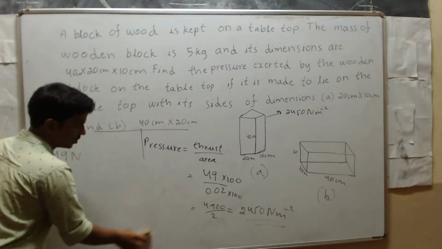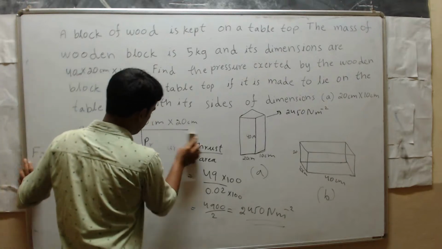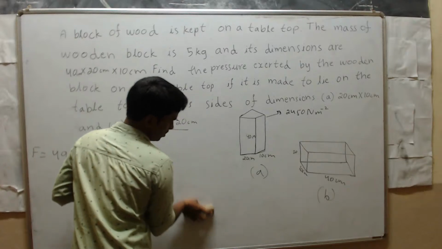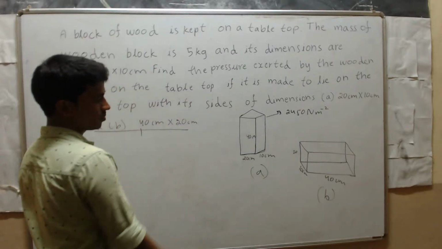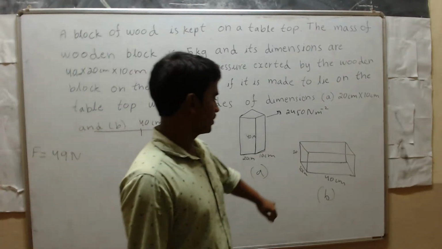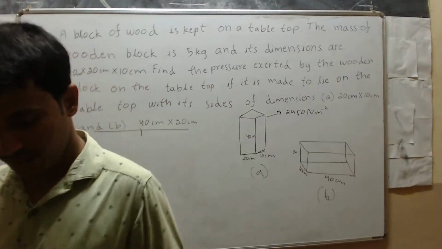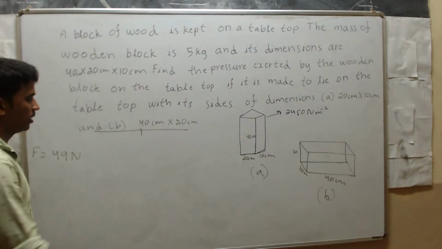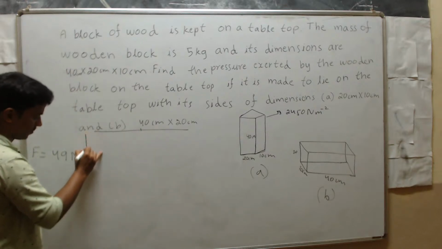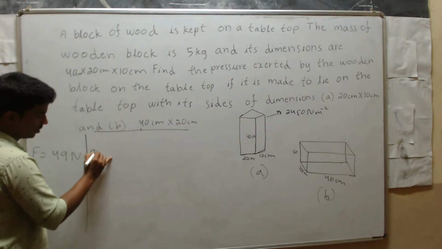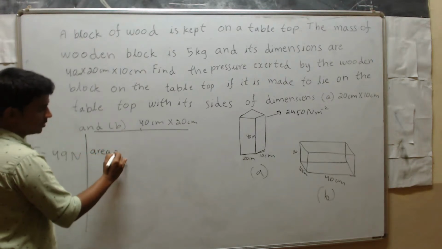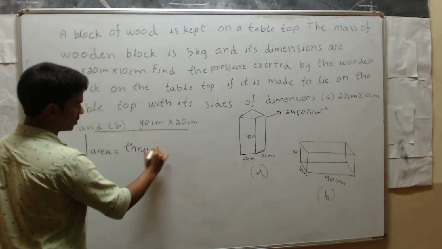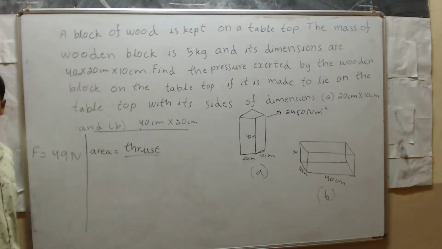Now calculate the second case. See, in the second case also, the force is same. Clear? But here it covers a different area. So first the 49 Newton is over. First we can calculate area. Thrust means what? It is a perpendicular force. So we have calculated that, it is 49 Newton.